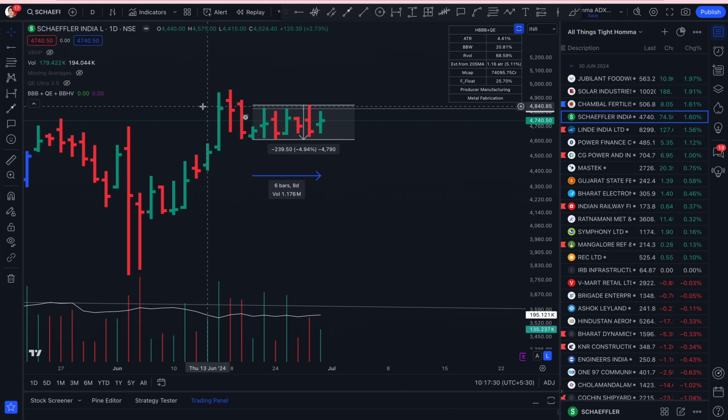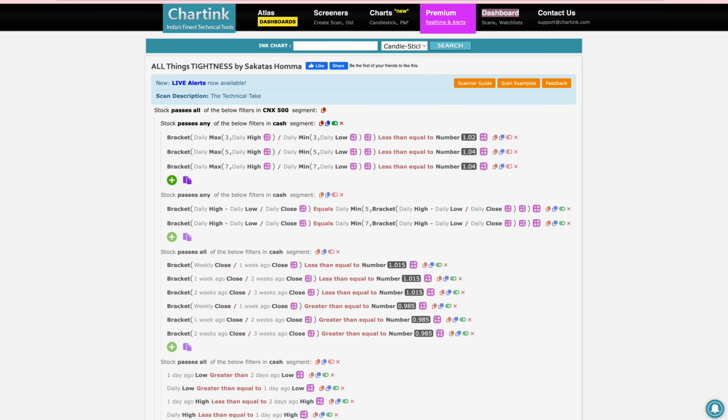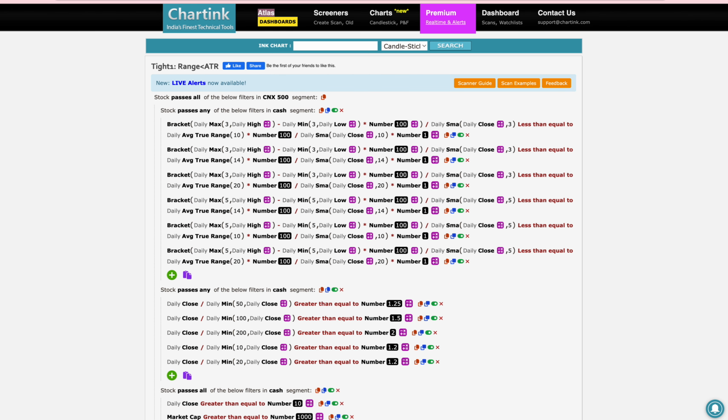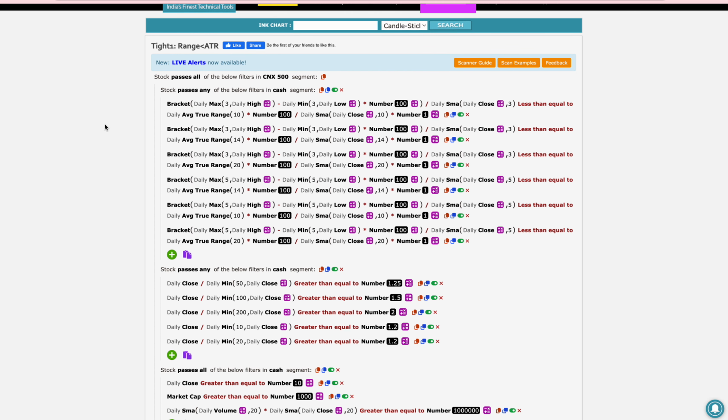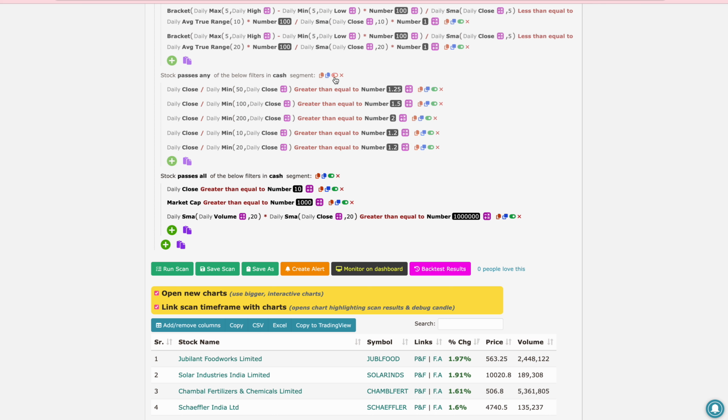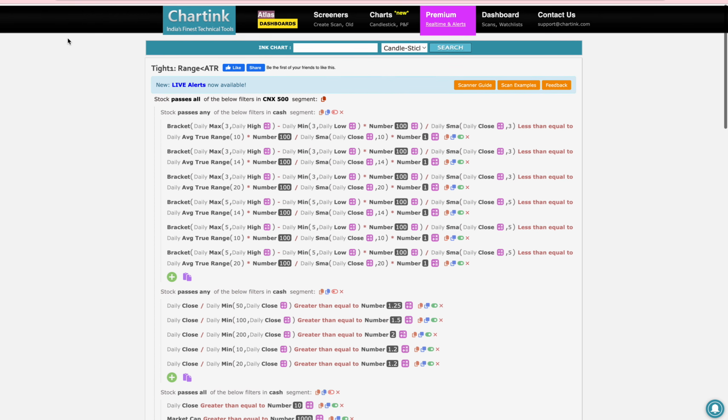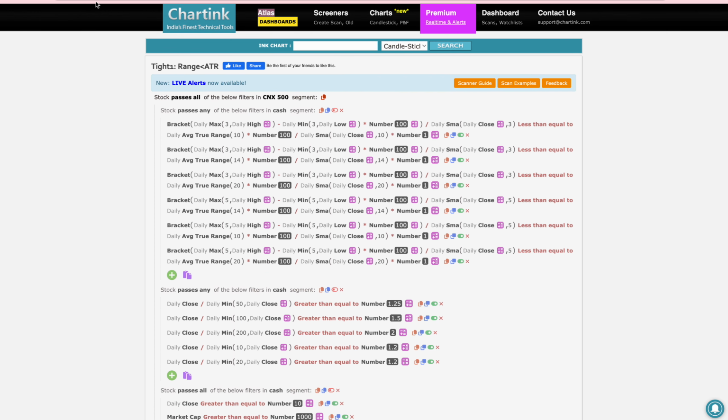Now let me show you in the scanner. This scanner is my range is less than 1 ATR scanner. So first I will show you exactly, one by one, what I have in here. Now this is from Chartink. If people don't know, Chartink is one of the best scanning tools in the Indian market. Very low key, really amazing.